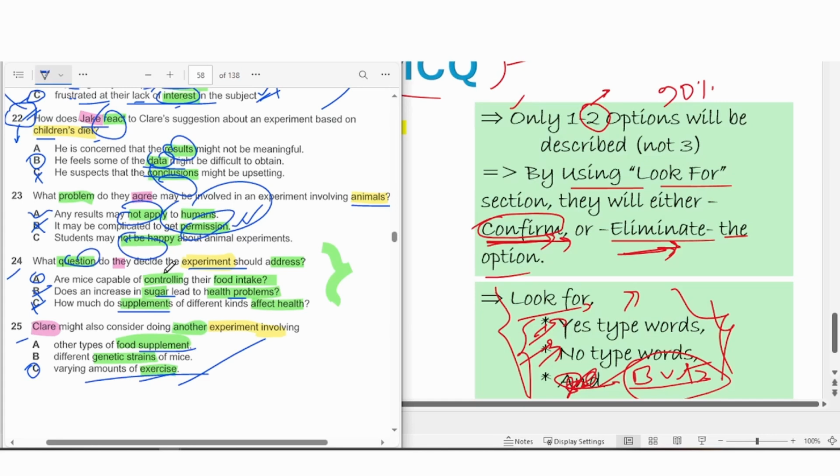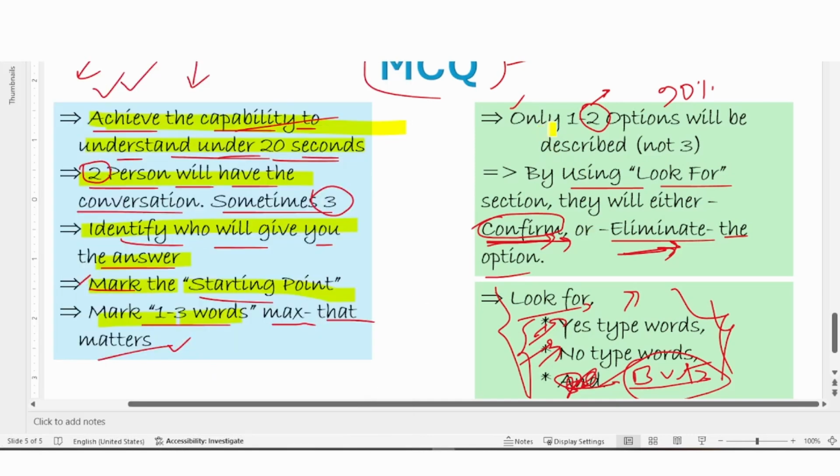And then the question was it about controlling, about food taking, sugar, health problem, or about the supplement or effect, like the last one too. And then only 1 to 2 options will be described. I have shown you that only in some cases they have described 3 options. Most of the cases they have described just 1 to 2 options, by using look for yes-type word, no-type word, and but. If you can do that, things will become much easier for you.